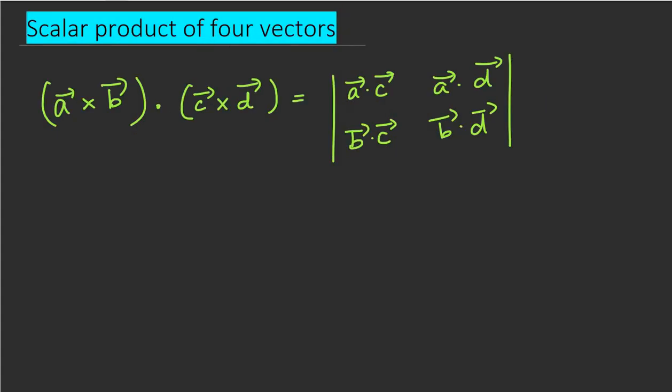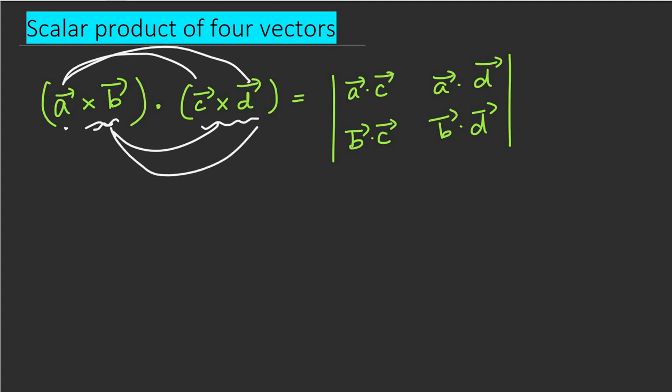Scalar product of four vectors: A vector cross B vector dot C vector cross D vector. So the first row is A vector dot C vector, A vector dot D vector. The second row will be B vector dot C vector, B vector dot D vector. Expanding this determinant, we get a scalar value. So it is called the scalar product of four vectors.